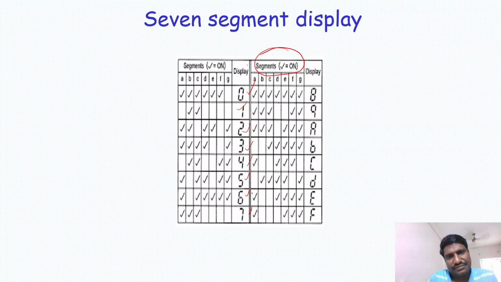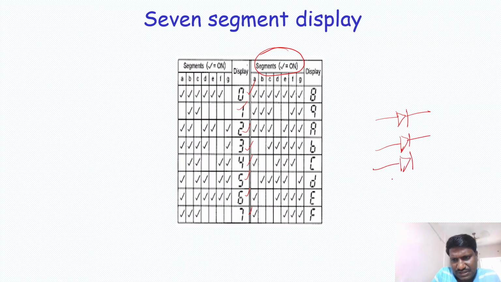This is active high logic. What is active high logic? It is the common cathode method. What is common cathode? All the LEDs, all 7 LEDs, labeled A, B, C, D, E, F, G, up to the last.